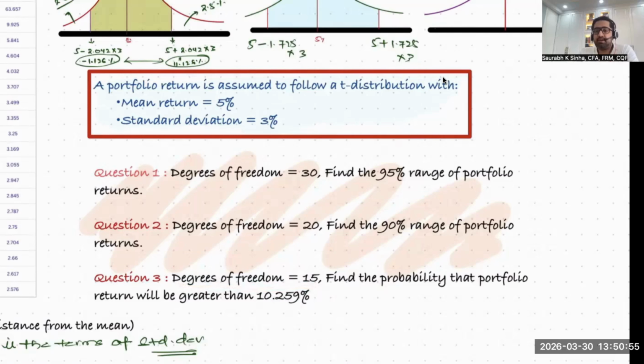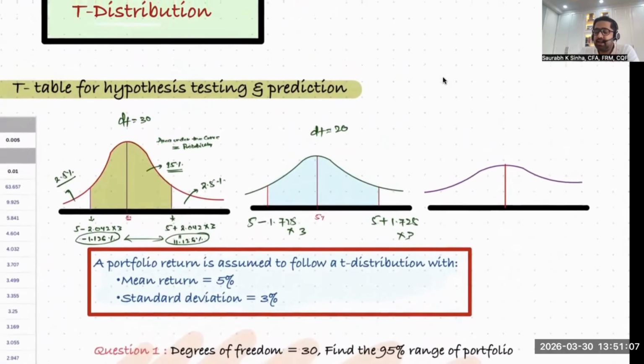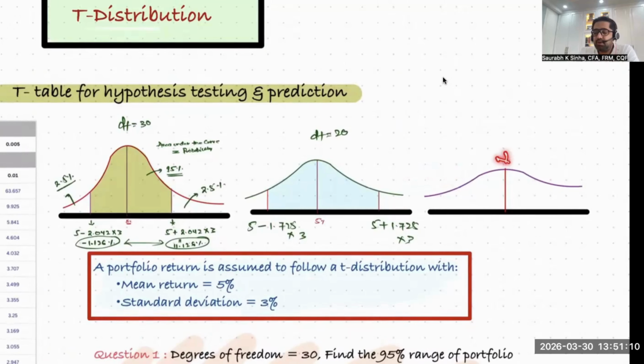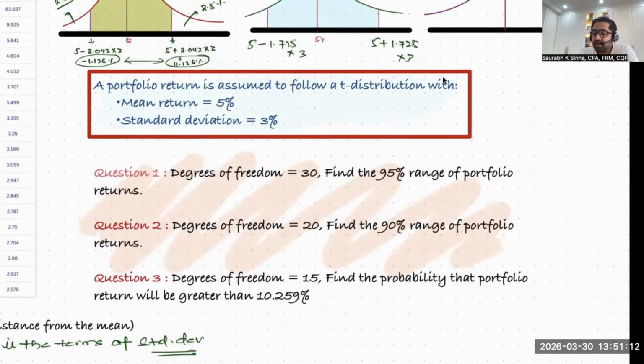When you see the degree of freedom 15, you should understand that the quality of the distribution is decreasing. So with this degree of freedom, the T distribution would be slightly wider and the peak would be lower. Okay. Find the probability that the portfolio return would be greater than 10.259%.